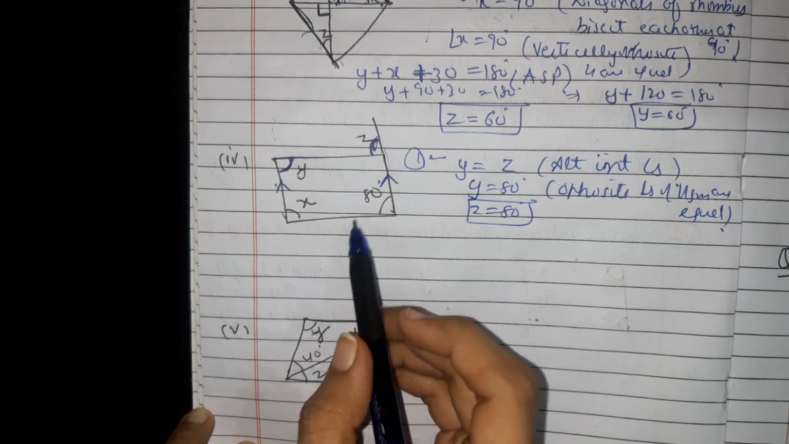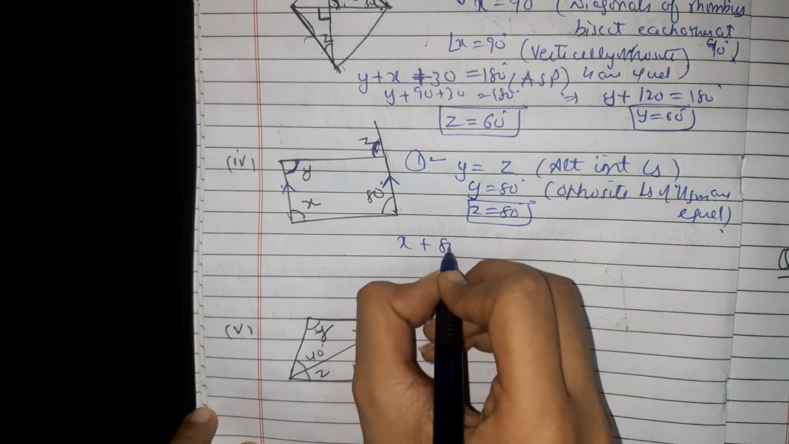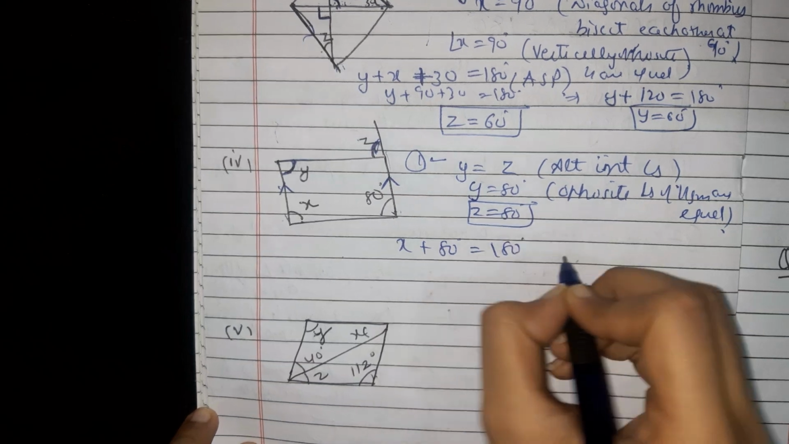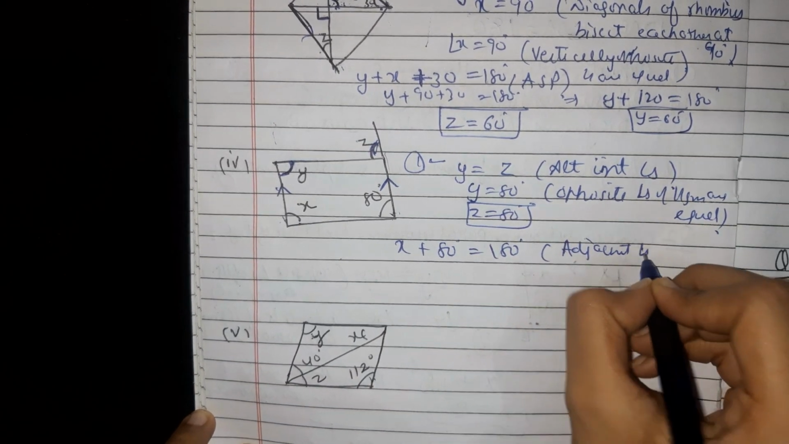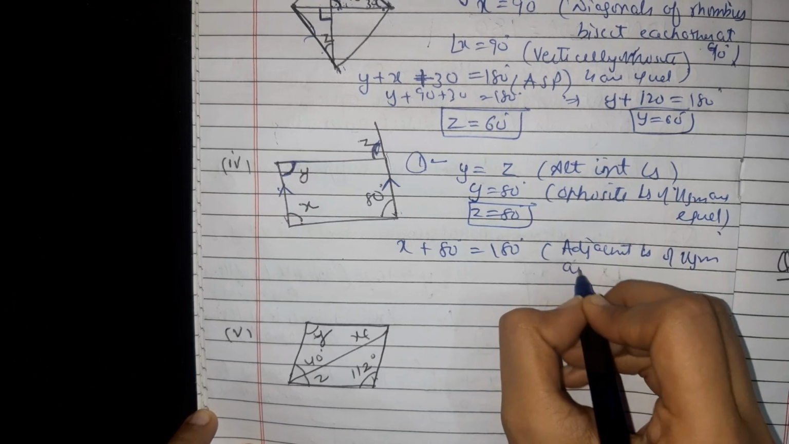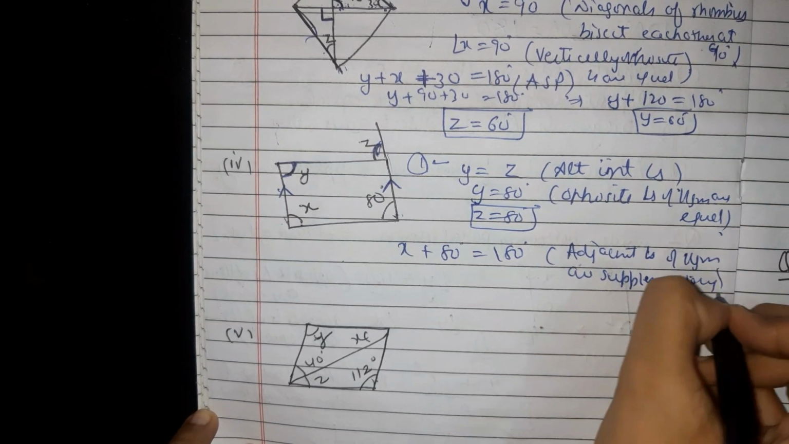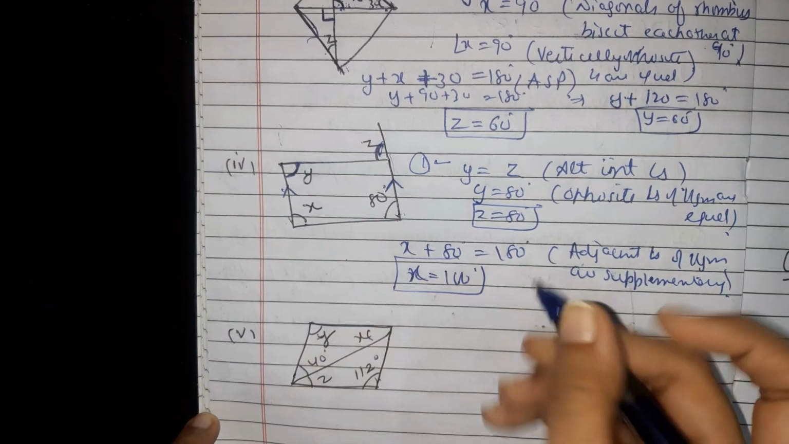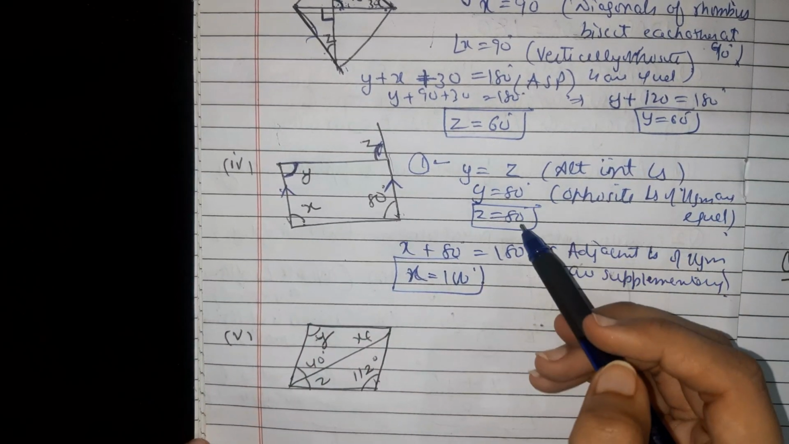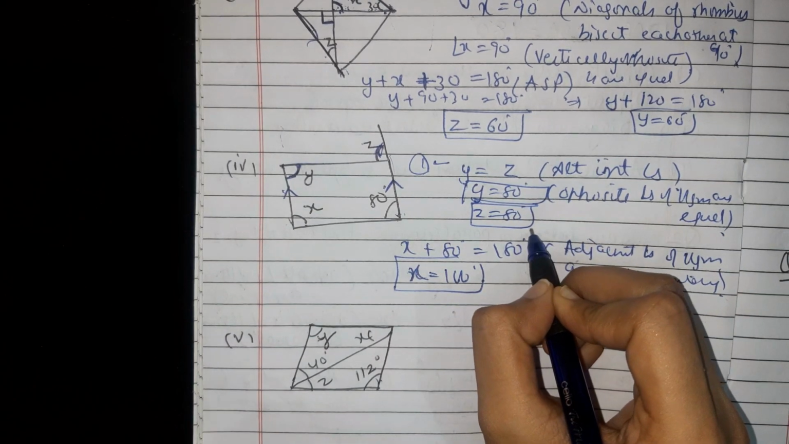And we also know that the adjacent angles of parallelogram are supplementary. So angle x plus 80 degrees is equal to 180 degrees because the adjacent angles of parallelogram are supplementary. So x comes out to be 100 degrees. So the value of x is 100 degrees, the value of y is 80 degrees and the value of z is also 80 degrees.